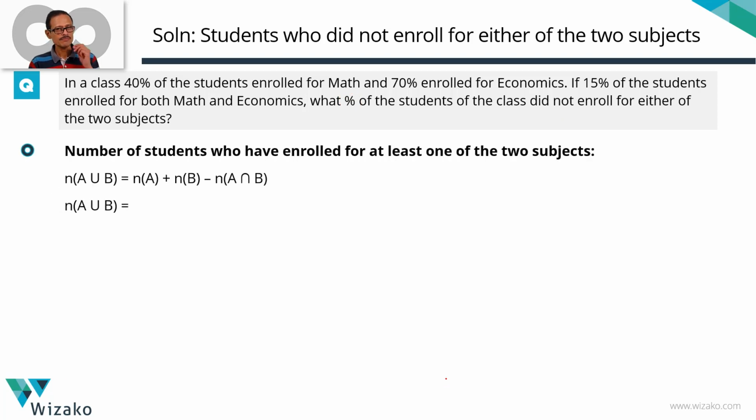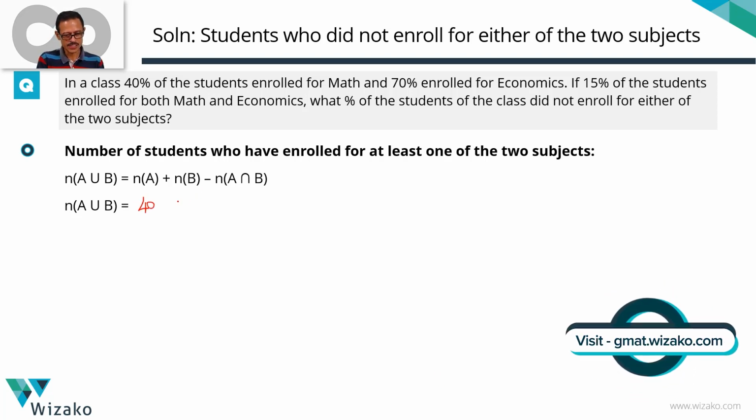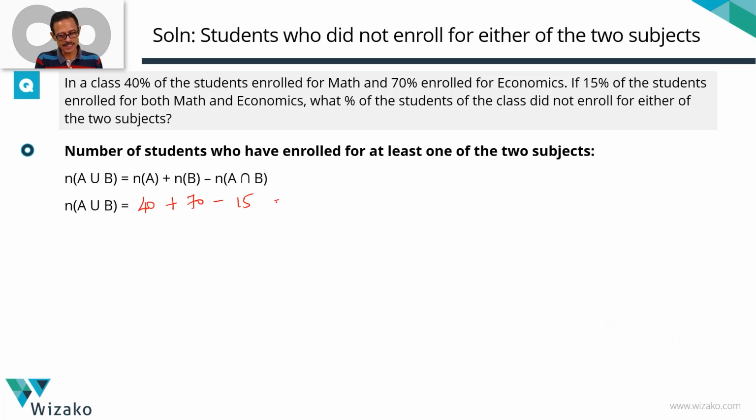Straightforward formula: n of A union B equals n of A plus n of B minus n of A intersection B. Plug in the values. n of A is 40%, so let's go with 40. n of B is 70%, which is equal to 70, minus n of A intersection B, the percentage of students who enroll for both, that is equal to 15. 40 plus 70 is 110, minus 15 equals 95. So 95 is n of A union B, which tells us the percentage of students who enroll for at least one of these two subjects.